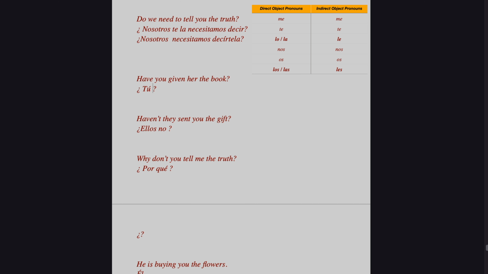Have you given her the book? Se lo has dado. Tú se lo has dado. Because the se is referring to her, third person singular. It should be le, but as we said, as per the rule, that le-lo combination is not accepted.